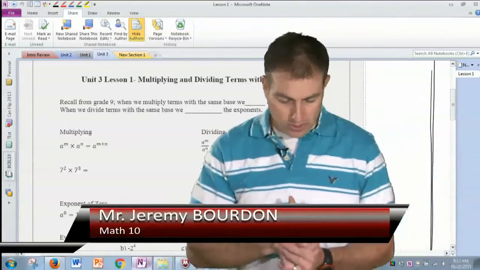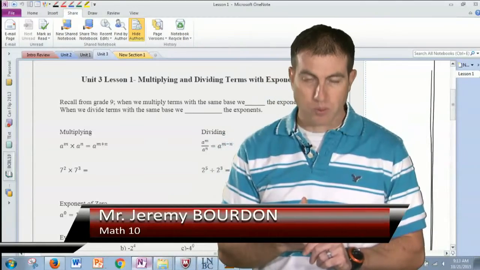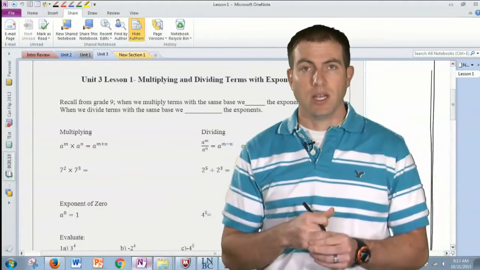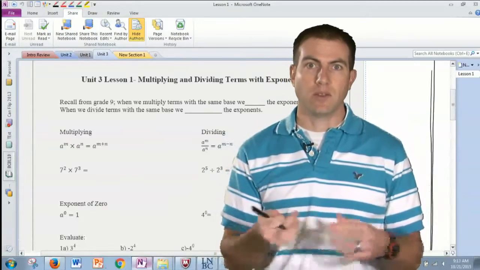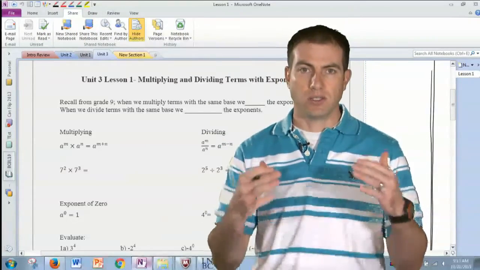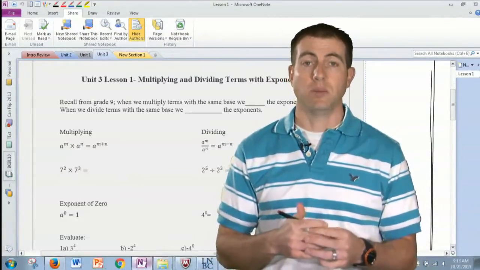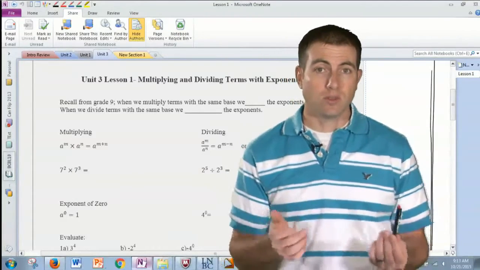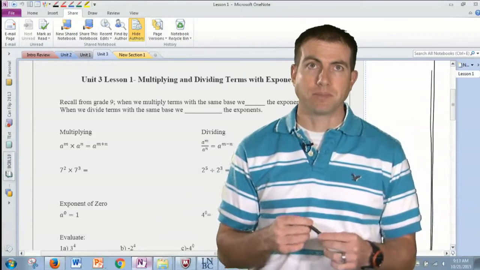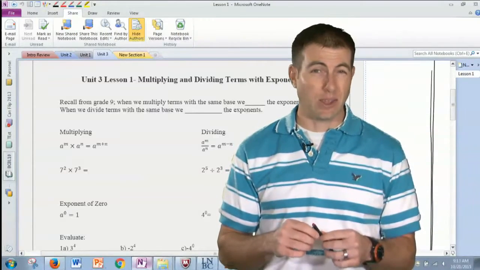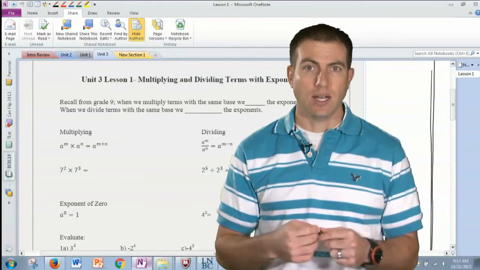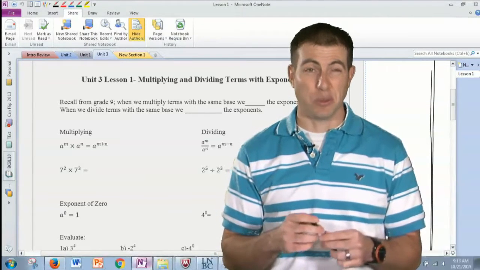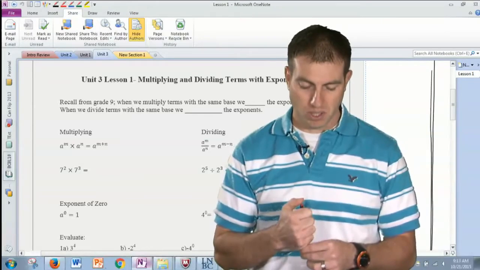Okay, so Unit 3, Lesson 1, multiplying and dividing terms with exponents. This is actually stuff that you did in grade 9, so hopefully you remember it. Of course, now that we're in grade 10, they're going to kind of notch it up to the next level and make these questions a little bit more challenging, but the same principles apply. This whole unit's really quick. I'm hoping to be done it in like 3 or 4 days, so if all goes according to plan, I'd really love to get it done in 3 days, but that might not be possible.